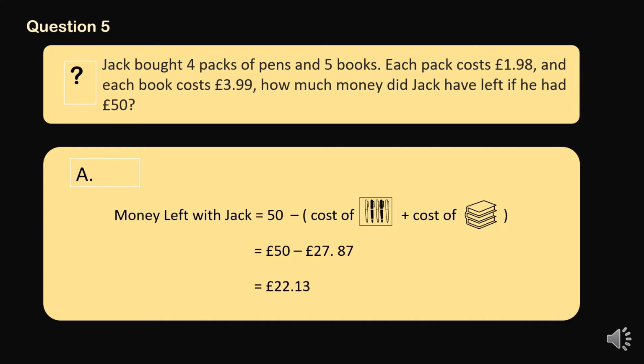This equals £50 take away £27.87, which means the money that Jack has got left equals £22.13.